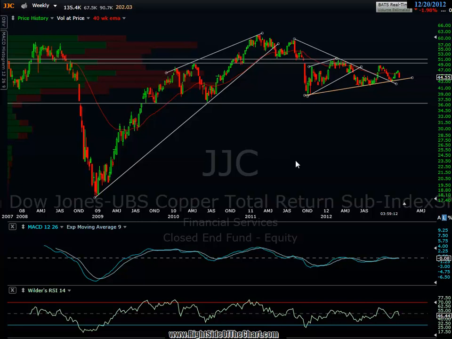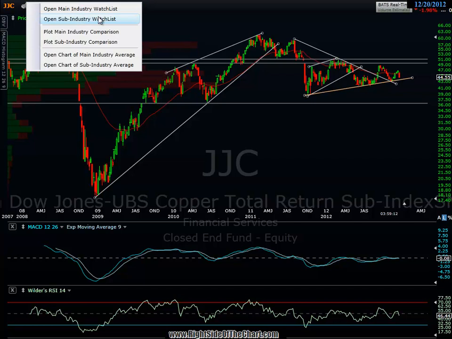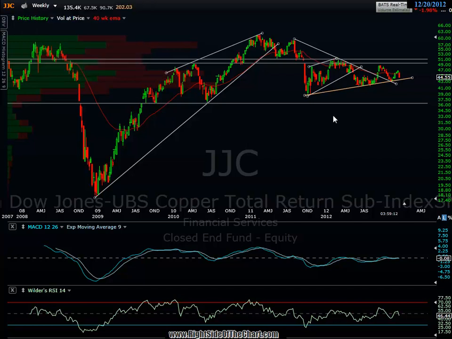JJC, this is the copper total return index. This isn't the price of copper. This has a lot of the components in the copper industry, and we could take a look at those. I won't do that now.